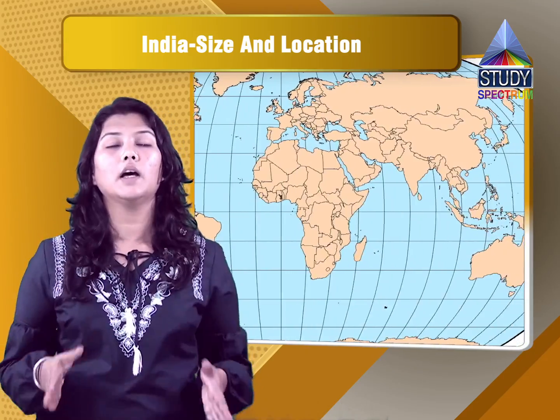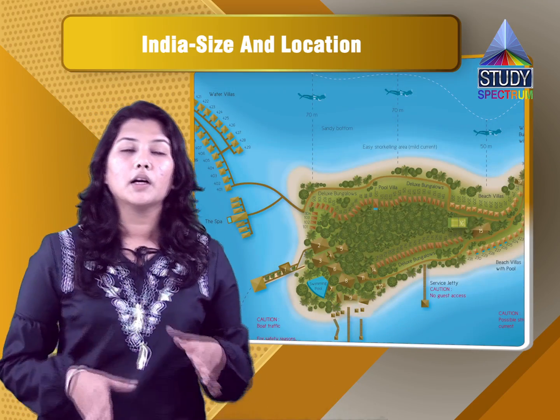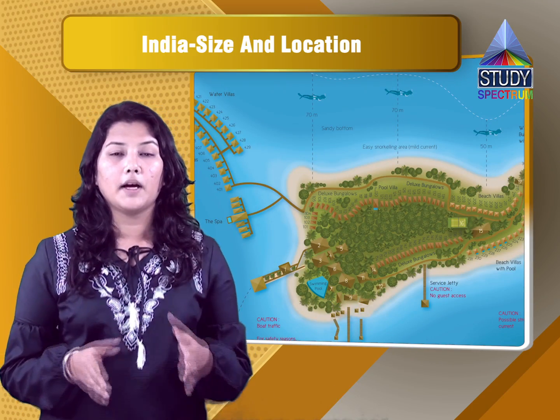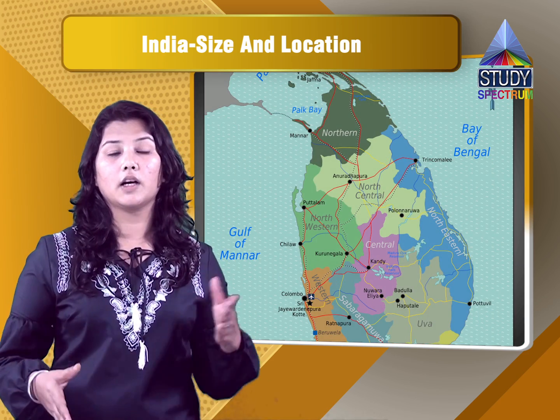Now, our southern neighbors across the sea are two island countries, Sri Lanka and Maldives. Sri Lanka is separated from India by a narrow sea channel that is formed by the Palk Strait and the Gulf of Mannar.